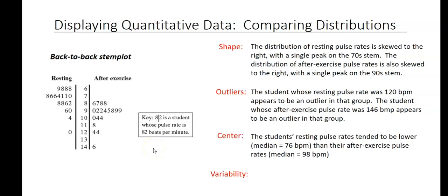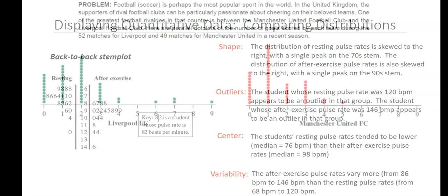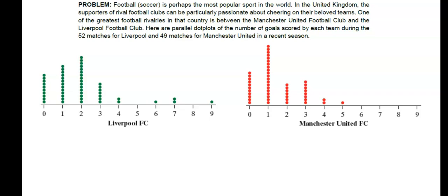Variability. Right now we're just looking at the smallest to the biggest term. After exercise, pulse rates vary from 86 to 146, and before exercise, pulse rates vary from a small of 68 to a large of 120. If that makes sense to you, you're understanding what a back-to-back stem plot is. The hard part is the shape there. You have to reflect the left-hand side and then rotate it counterclockwise.